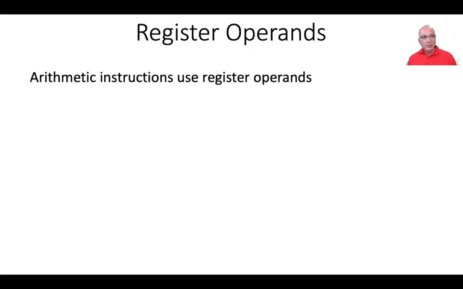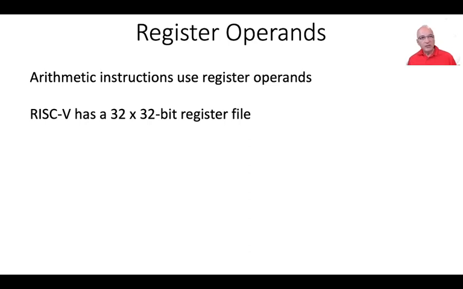So there are register operands. Arithmetic instructions use these register operands. And in RISC-V, there is what we call a 32 by 32 bit register file. What this means is that there are 32 separate registers in RISC-V, and each one of those registers stores 32 bits. So we call this a register file, but it's not a file in the same sense as a file in an operating system.